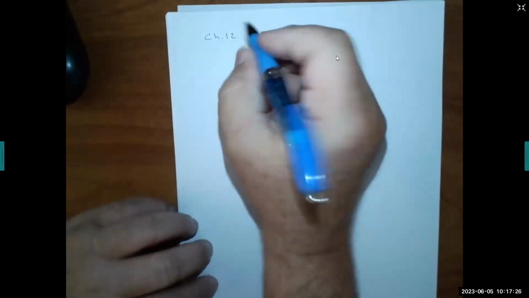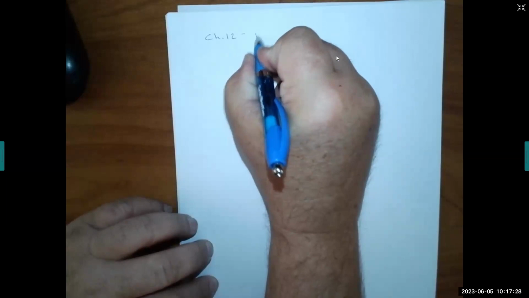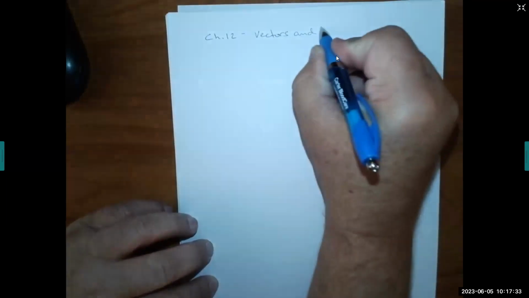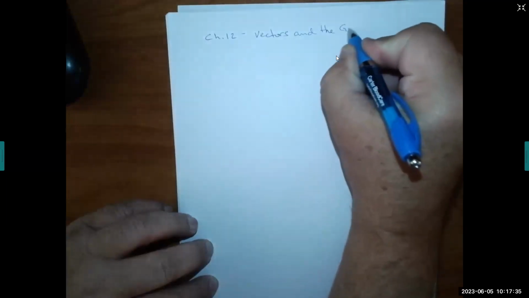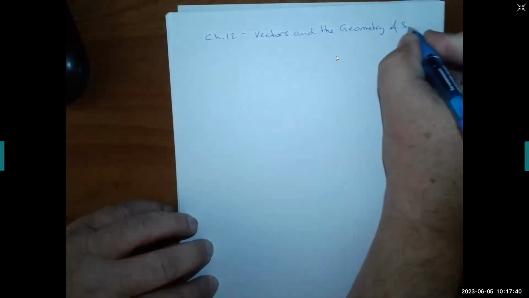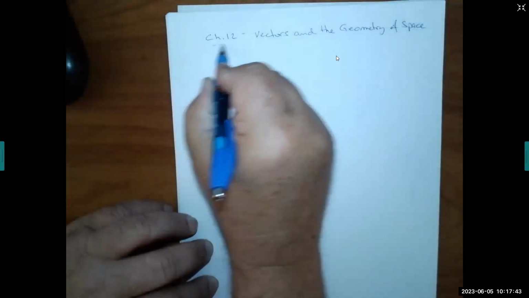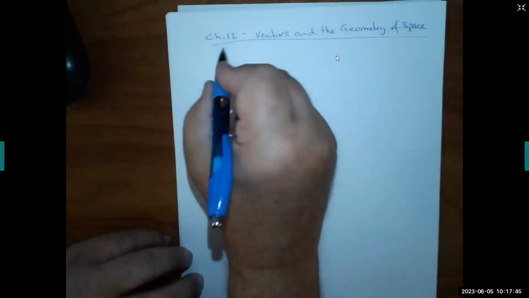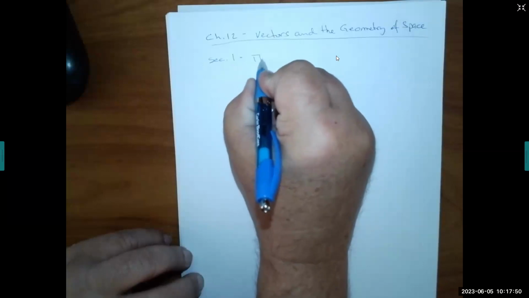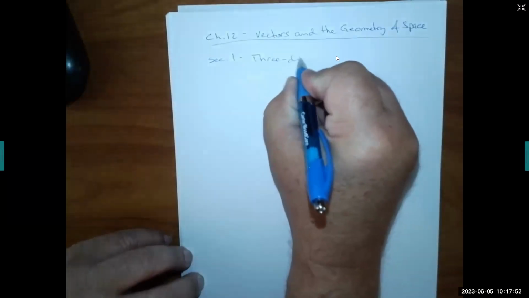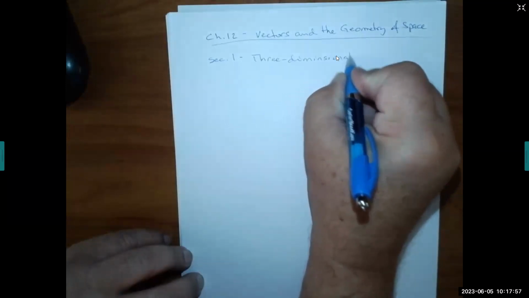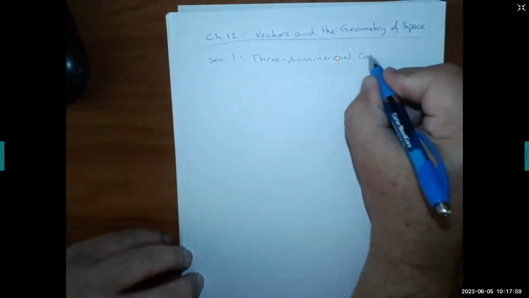Chapter 12. Chapter 12 deals with vectors and the geometry of space. Section 1 deals with the three-dimensional coordinate system.